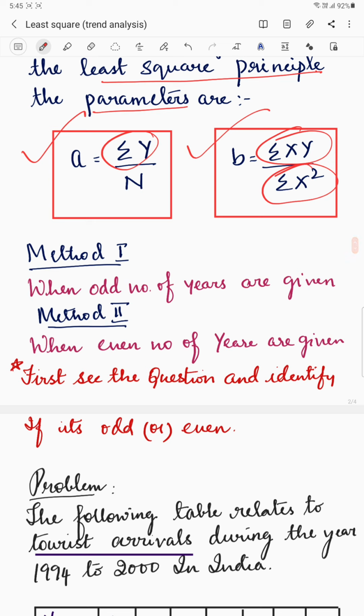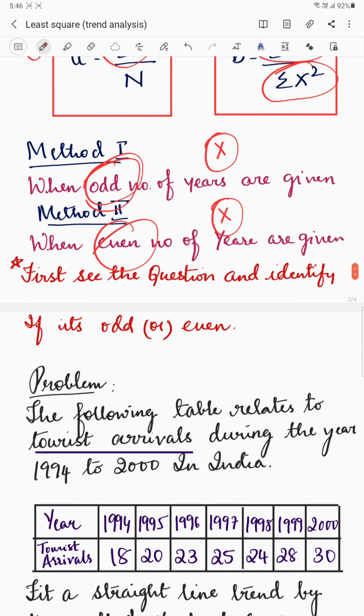Okay, so in least square, once a problem is given in the question paper, or you're solving any problem in least square, first you need to see the number of years given. Is an odd number of years given or an even number of years given? Okay, there is a slight change. If an odd number of years is given, we'll calculate x using one formula. If an even number of years is given, we'll calculate x using another formula. That's the only difference between odd and even number of years. The rest is all the same. So first see the question and identify whether it's odd or even.